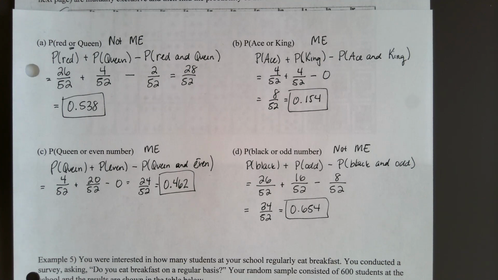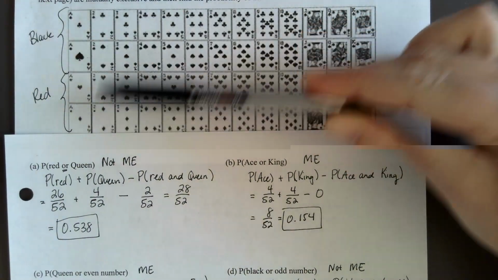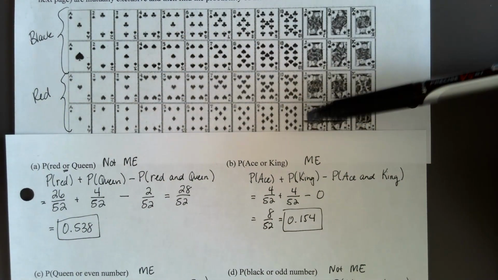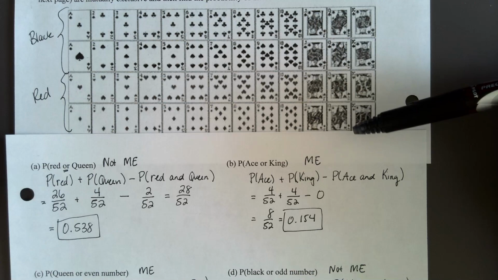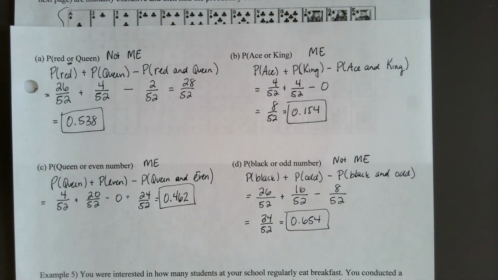Looking at queen or an even number, once again, they're mutually exclusive. If we're looking at all of the even numbers, you had 2s, 4s, 6s, 8s, and 10s, none of which were queens, so therefore those are mutually exclusive. So we take our 4 queens plus our 20 even cards, we get 24 out of the 52, or 0.462 as our probability.